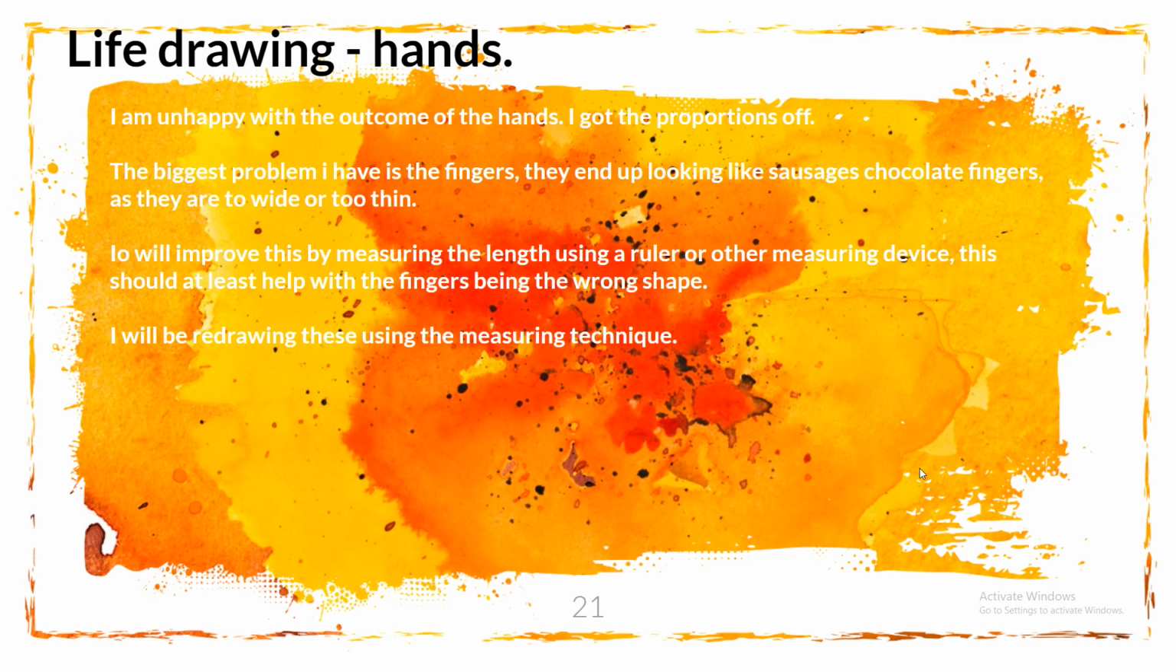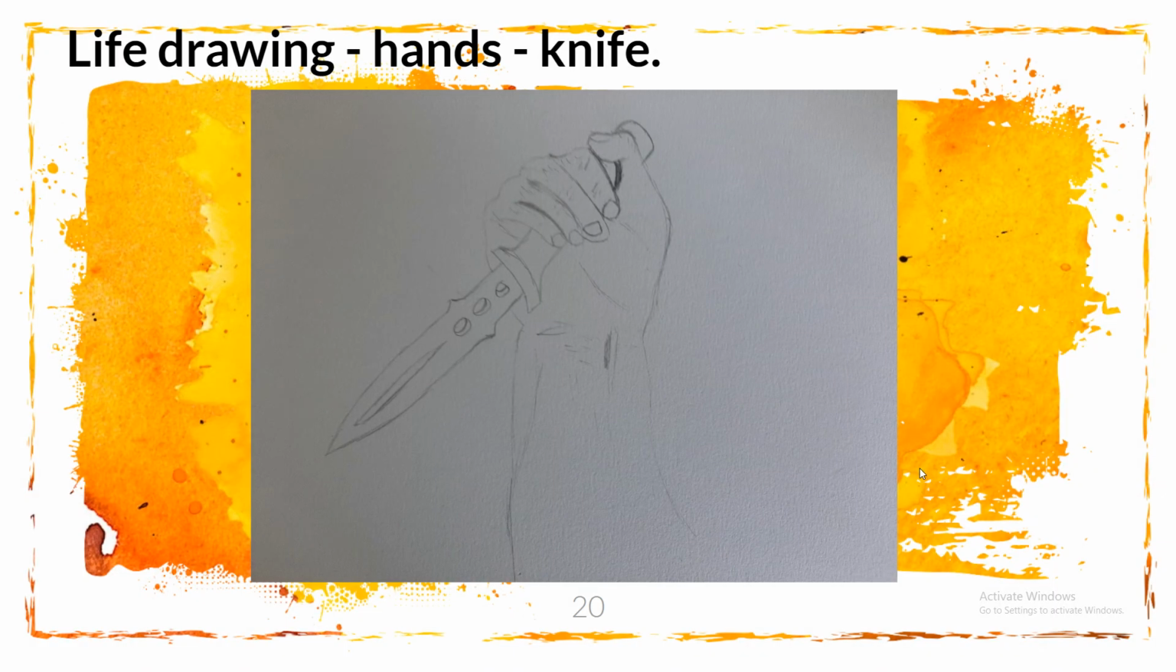I'm quite unhappy with the outcome of the hands. I've got the proportions off. The biggest problem I have is the fingers. They end up looking like sausages or chocolate fingers, as they're either too wide or too thin.